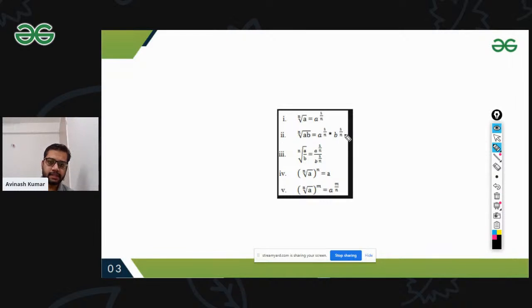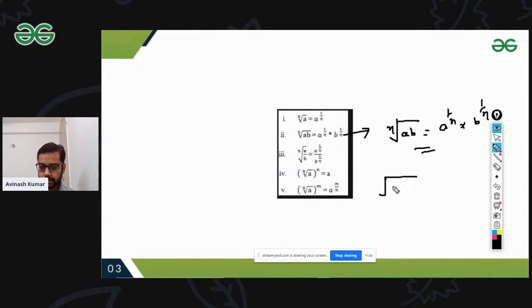Now check this one again. Same formula, but I'm not applying it in the root format. Once it's given ab and it's n, it's a to the power 1 upon n multiplied by b to the power 1 upon n. Same thing. If I'm checking this one, it's like 8 into 27, and here I'm writing 3. So by default what will happen, it's 2 into 2 into 2, and 3 into 3 into 3. So the answer will be 2 into 3. I hope you guys understand.